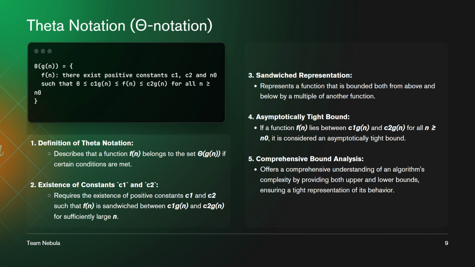The above expression can be described as a function f of n belongs to the set theta of g of n if there exist positive constants c1 and c2 such that it can be sandwiched between c1 of g of n and c2 of g of n for sufficiently large n. If a function f of n lies anywhere in between c1 of g of n and c2 of g of n for all n greater than or equal to n sub 0, then function f of n is said to be asymptotically tight-bound.